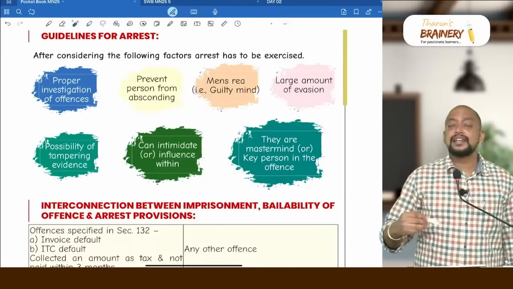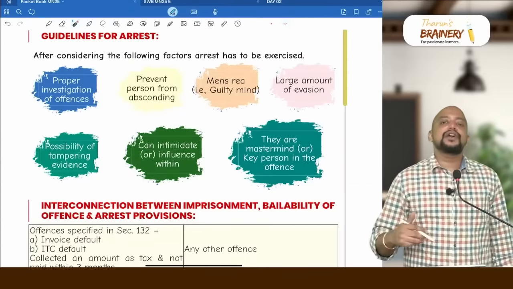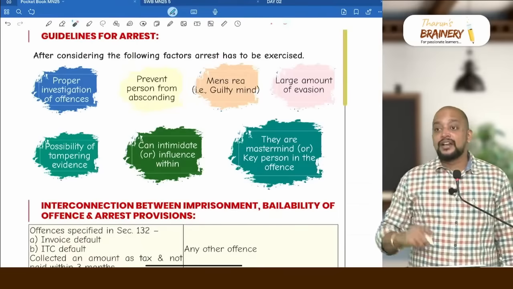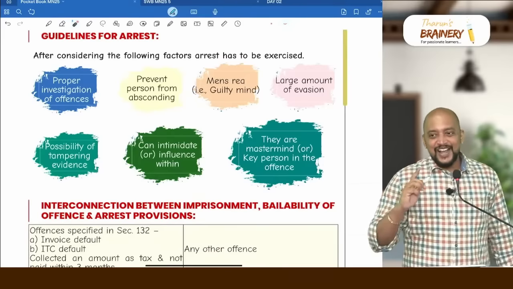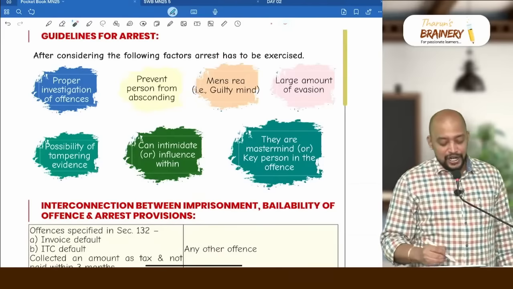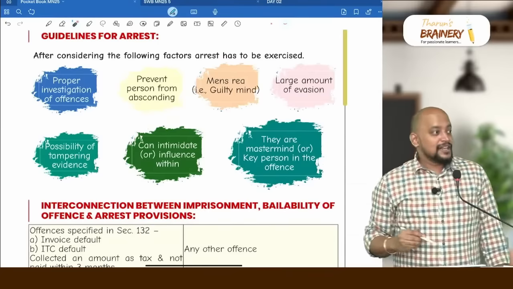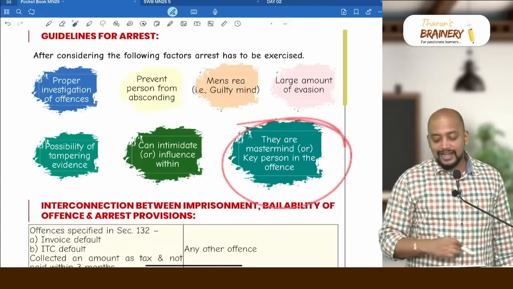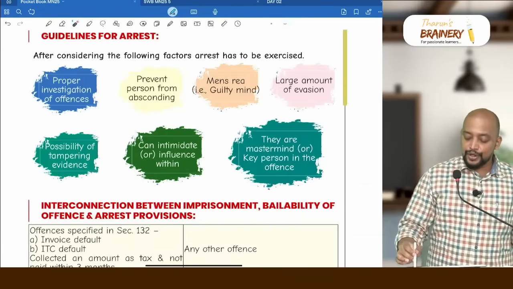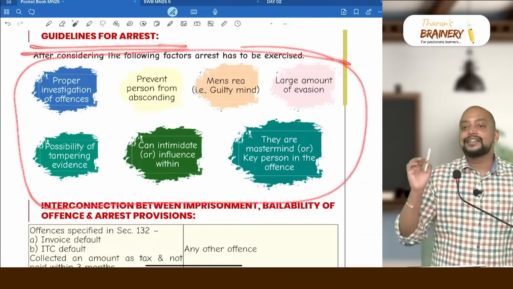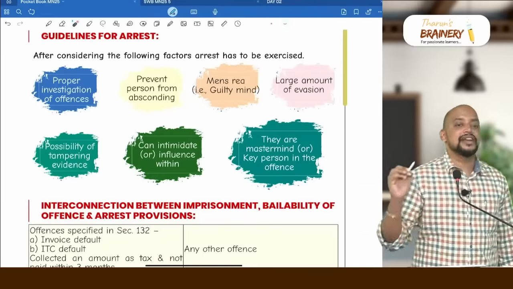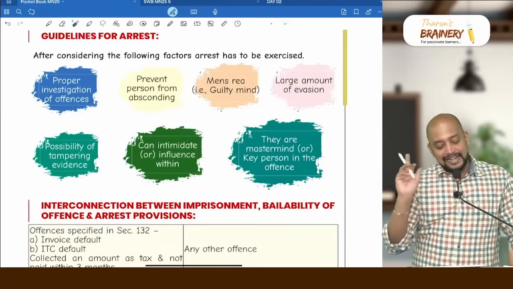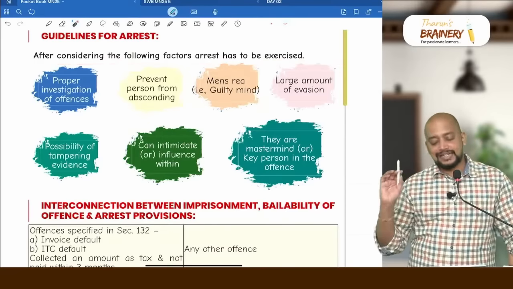And if this person is outside, he may tamper with the evidence, he may try to kill the evidence like witnesses, or he may try to blackmail the officer: I know where your daughter is studying, I know where your wife is going, like that. He may try to intimidate or influence, you understood? So due to the possibility of tampering with material evidence, or intimidating or influencing, or being the mastermind or key person in the offence, these are the guidelines they need to check before making an arrest. It can be asked as a theory question. This is something which usually we will not read in the study material, and they can ask. After considering the following factors only, arrest can be exercised.